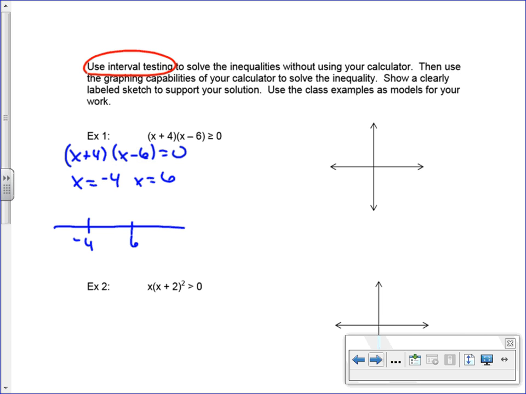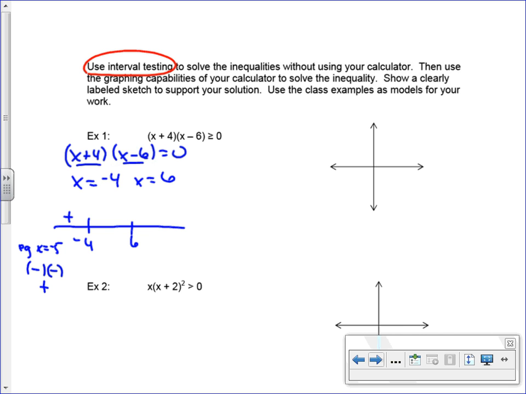So you test some number to the left of -4, for example, test -5. You could test anything, -6, -10, or -100. You plug it in here, and you just think about whether it's positive or negative. -5 plus 4 is negative. Then you plug it in here, -5 minus 6 is also negative, and a negative times a negative is a positive. It's called interval testing.